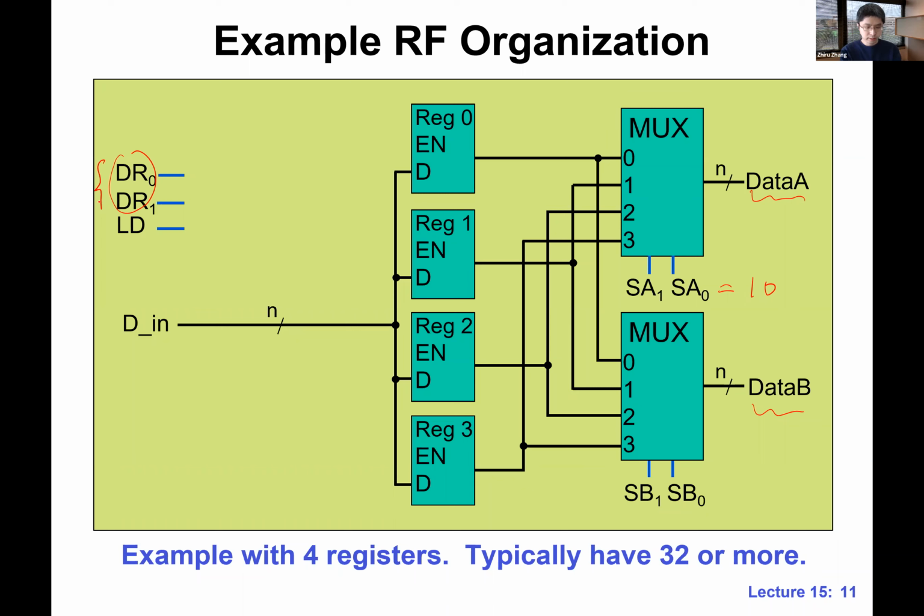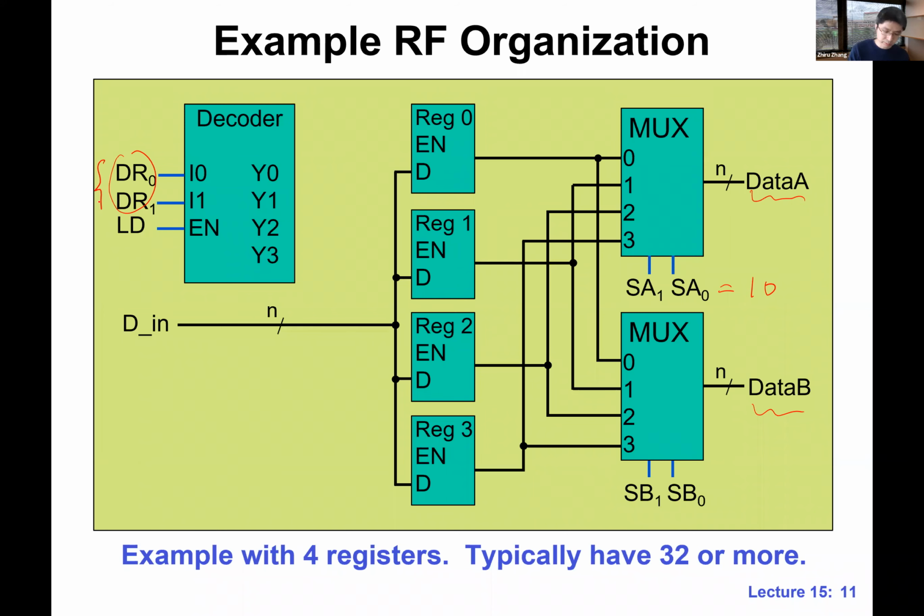So how about the write? We also have a 2-bit address for DR. DR means destination register, the address for the destination register. So how do we address these things? This is where we need a decoder, similar to the SRAM and DRAM. So here we have a smaller 2 to 4 decoder, with an enable.